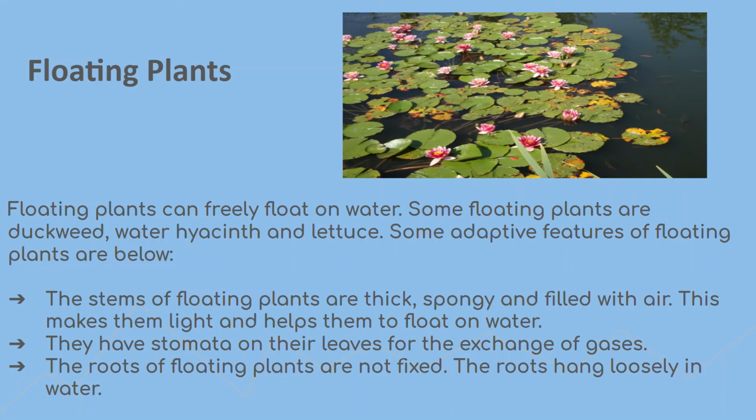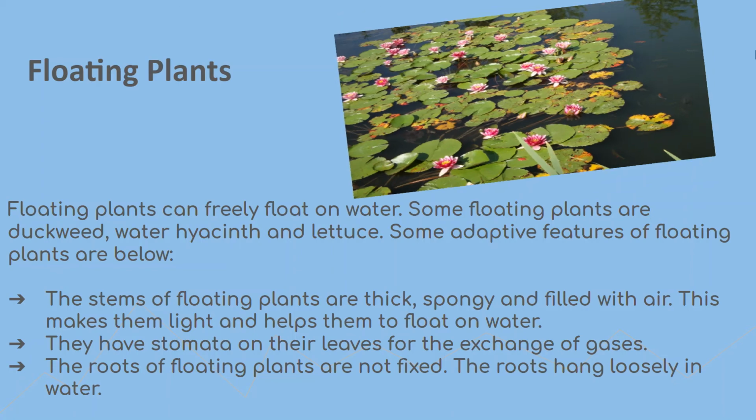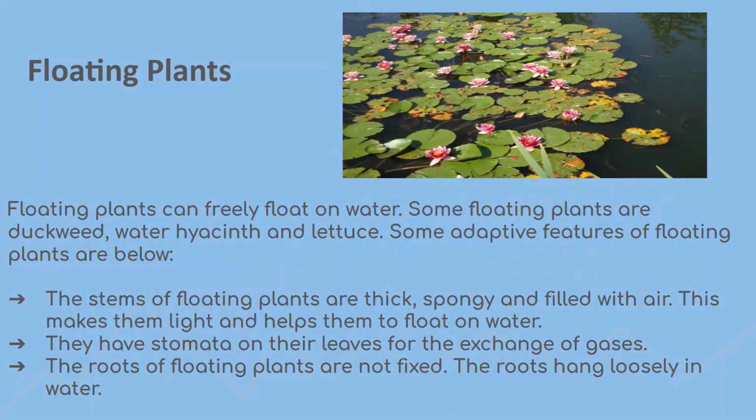They have stomata on their leaves for the exchange of gases. The roots of floating plants are not fixed. The roots hang loosely in water. This is the picture and see here. This is the same picture.